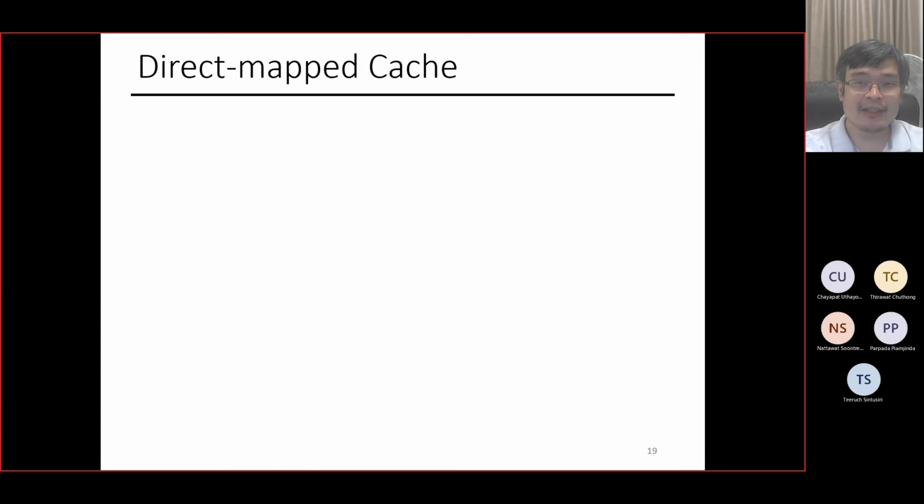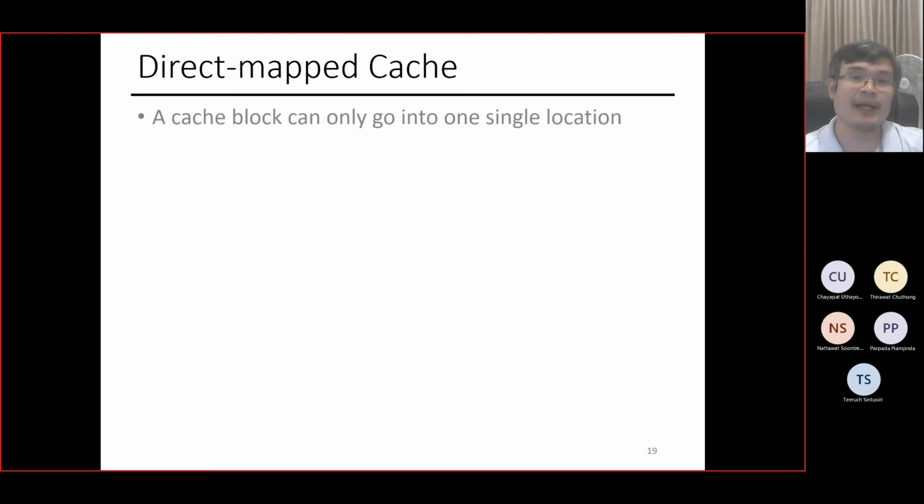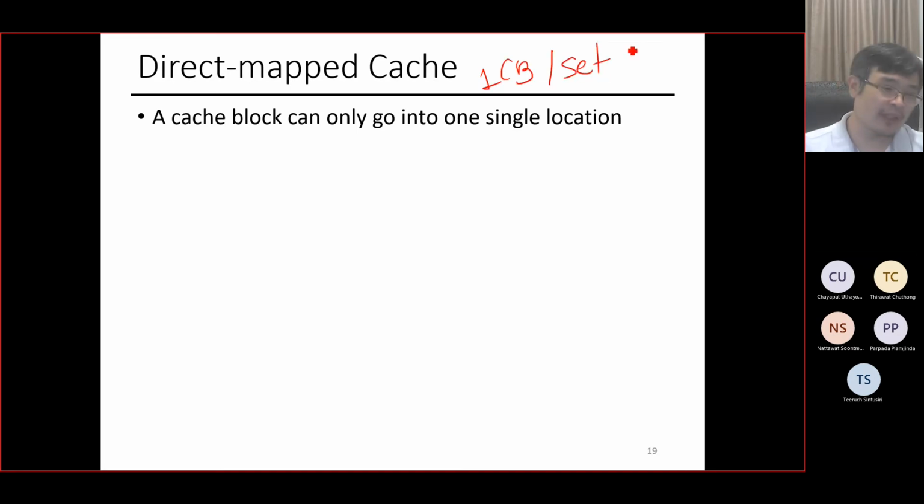All right. And because you can have a different number of cache blocks per set, depending on the design, we have names for some of these. The first thing is called direct map cache. The direct map cache means that the cache block only goes to one single location. Also, by the way, it basically means that there's only one cache block per set. When you have one cache block per set, that's a direct map cache.